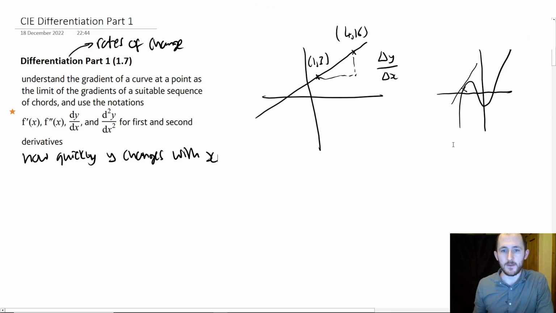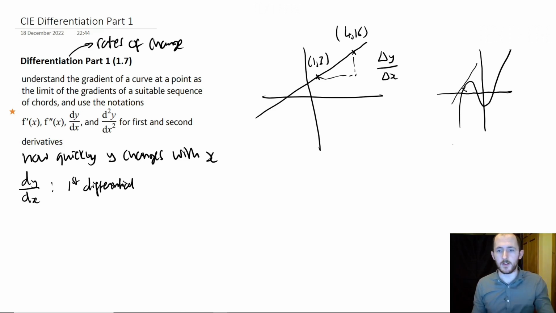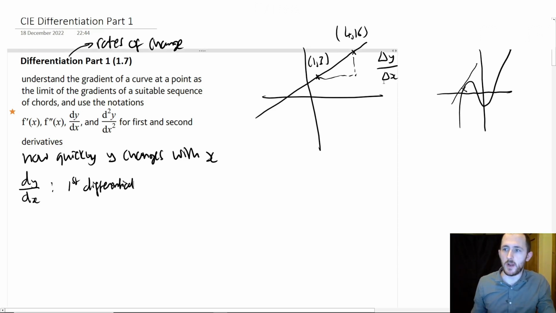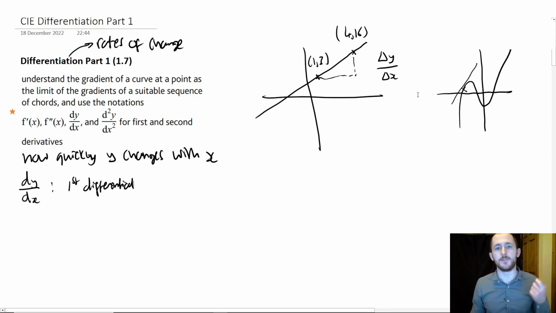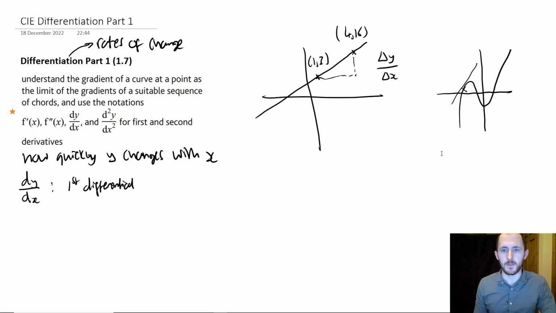Now we have to talk about the notation. In this notation, we have dy by dx, and that represents the first differential. That means we have differentiated one time. And when we use change in y over change in x, that's delta y over delta x. That is the exact same as saying dy by dx. In fact, the delta is the Greek letter that represents d, so this is 100% accurate here.